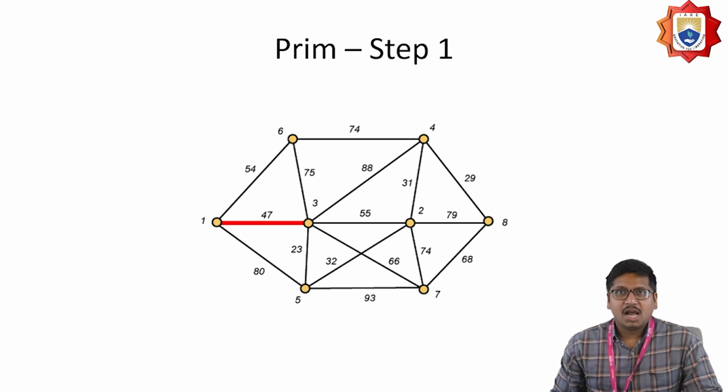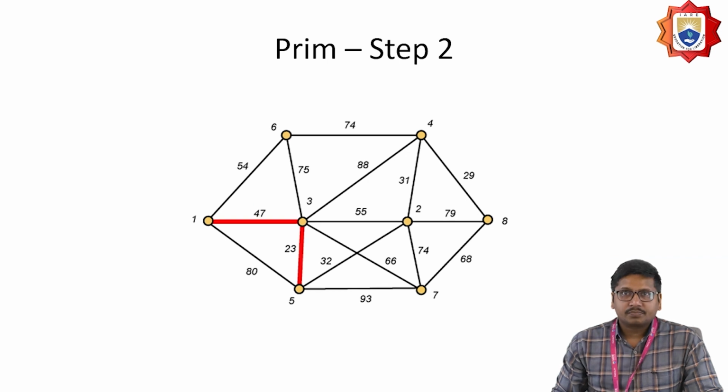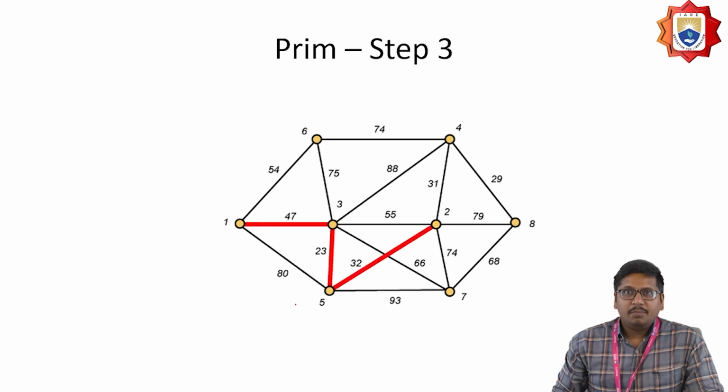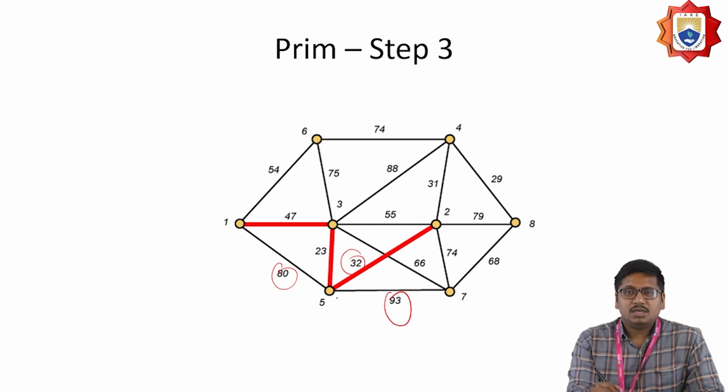So from this, I'm going to connect the next minimum. Among 23 and 75, 23 is the minimum, so that's why I'm going to select 23 first. From here, what is the next minimum weight? 80 is there, 32 is there, and 93 is there. Among these three, what is the minimum one? That should be 32. So 32 is going to be selected.